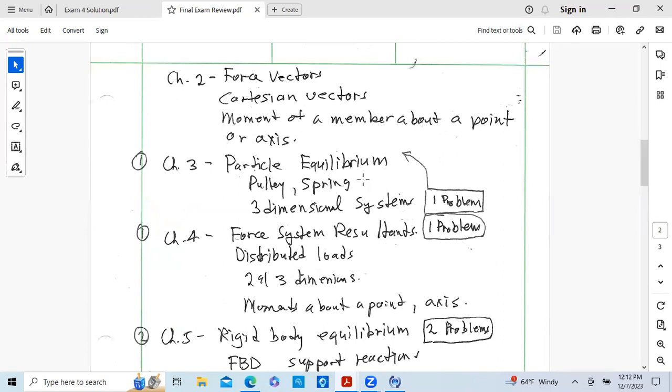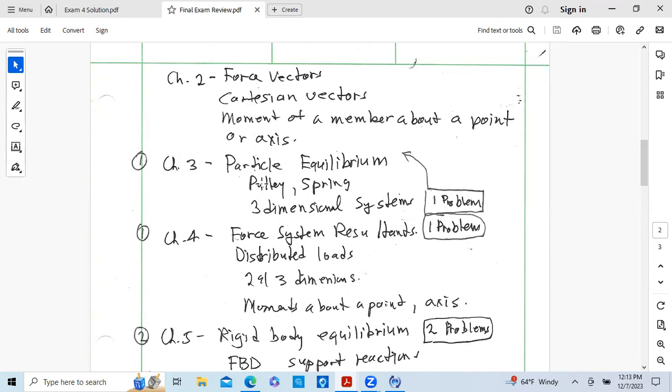Chapter 2, force vectors. We learned about Cartesian vectors, which we'll use in later chapters. We talked about moment of a member, about a point or an axis. Okay. There won't be a specific problem out of force vectors, but some of these principles we use in other chapters. Chapter 3 is particle equilibrium. There will be one problem out of chapter 3. We also looked at pulleys and springs and three-dimensional systems.